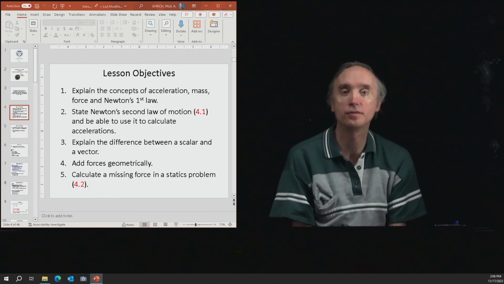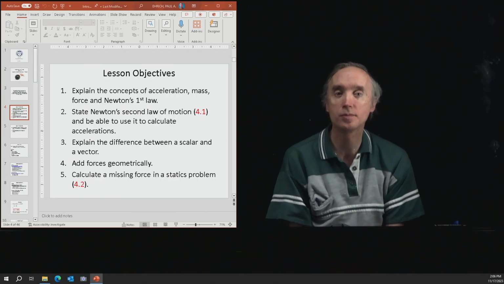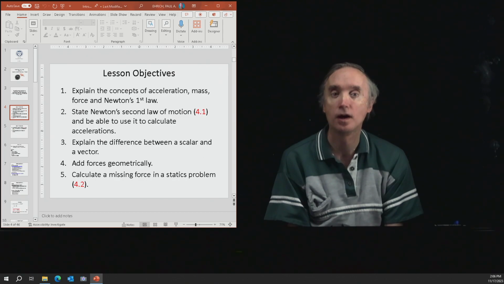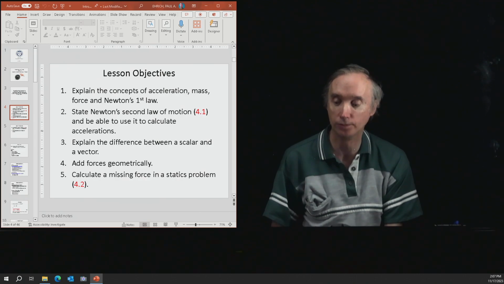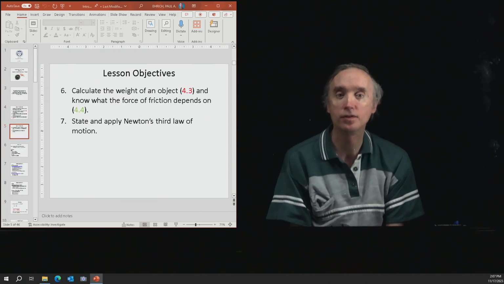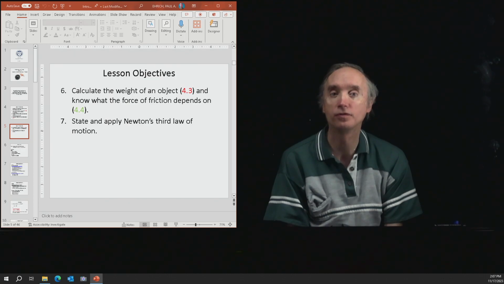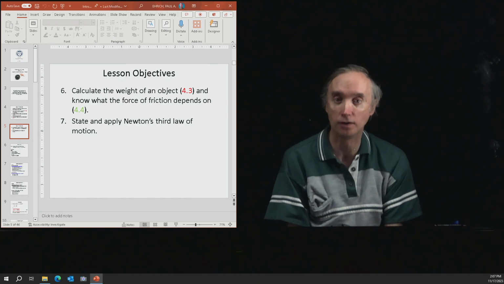Our lesson objectives are to explain the concepts of acceleration, mass, force, and Newton's first law; state Newton's second law of motion and be able to use it to calculate accelerations; explain the difference between a scalar and a vector; add forces together geometrically; calculate a missing force in a statics problem; calculate the weight of an object and know what the force of friction depends on; and then state and apply Newton's third law of motion.